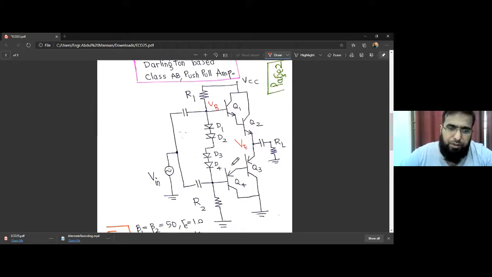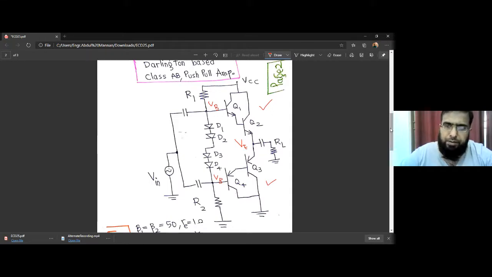And similarly, we want this VE to be higher than this VB by 1.4 to make the emitter-base junctions of Q3 and Q4 forward biased. So therefore we have these two diodes, D1 and D2, for this NPN Darlington pair and D3 and D4 for this PNP Darlington pair. That's the only modification that we have to make, in addition to replacing the single transistor with a Darlington pair for this NPN and PNP.